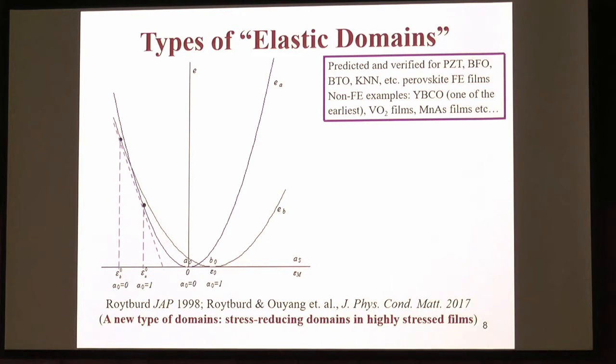But that's not the focus of today's talk. So three types of domain, but we're going to focus on the second type, the heterophase domains. And like I mentioned, it can be in a lot of different materials, ferroelectric and non-ferroelectric. You can use the concept of elastic domains to study these related phenomena in these film systems.